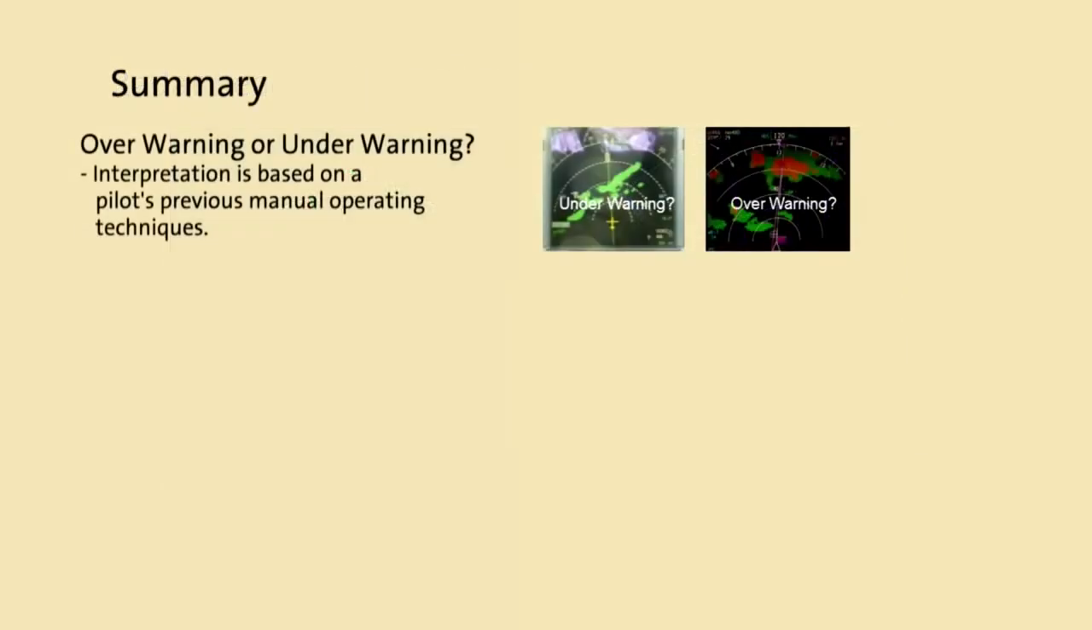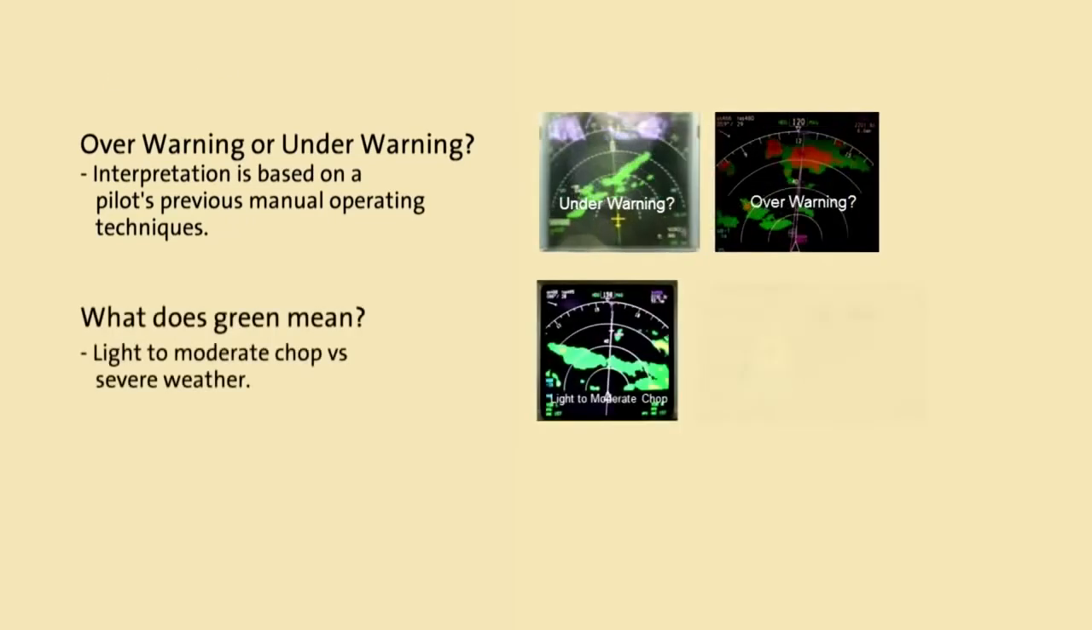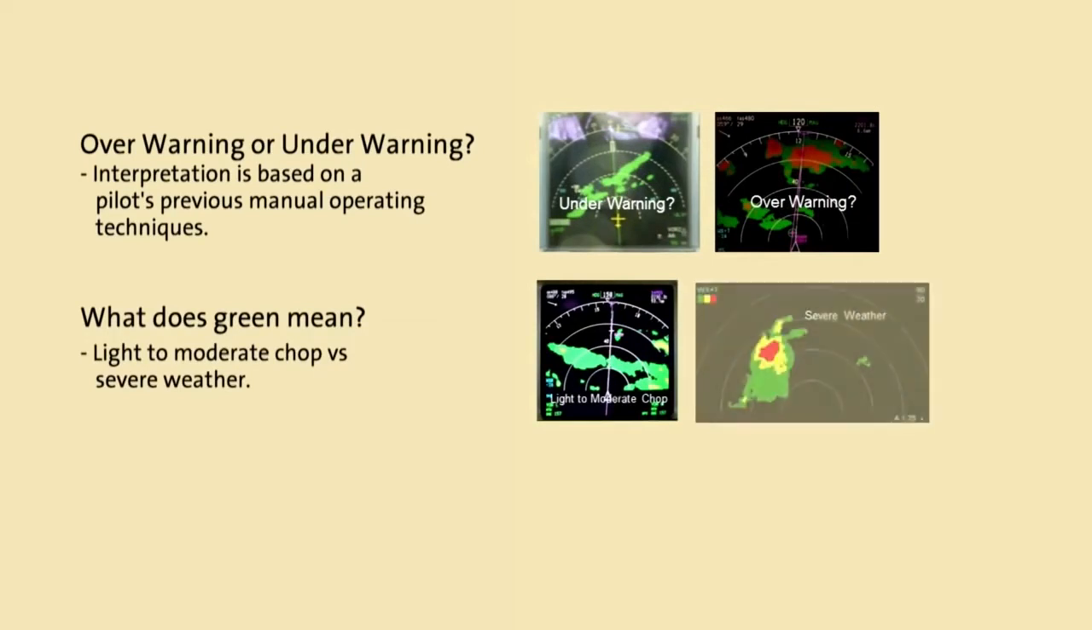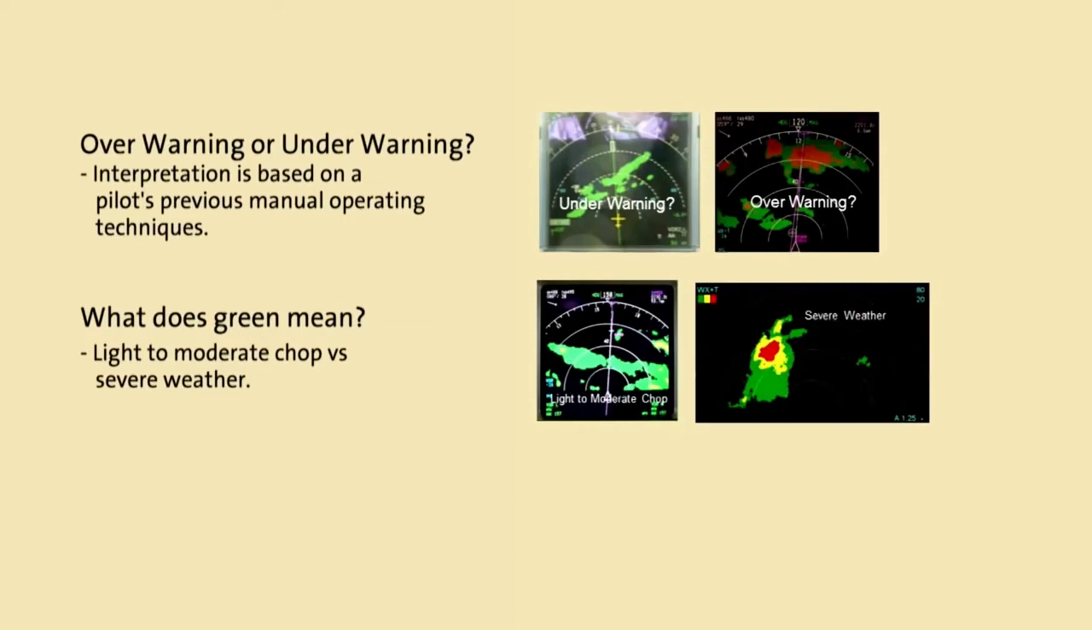In summary, when interpreting the color green on the radar display, perception as to whether the radar is under warning, overwarning, or just about right will depend largely on your previous manual operating techniques. However, in most cases, due to the radar's use of variable temperature-based gain and geographic weather thresholds, most pilots will see more information than was previously available. Remember that in many cases, green represents at most light to moderate chop and can be transited. However, pilot interpretation of the radar display is still critical for avoiding significant convective activity.